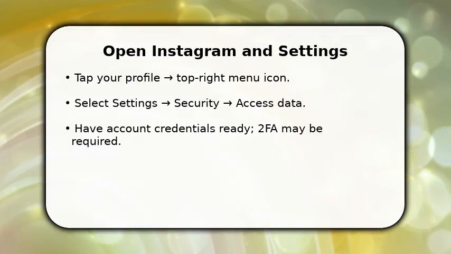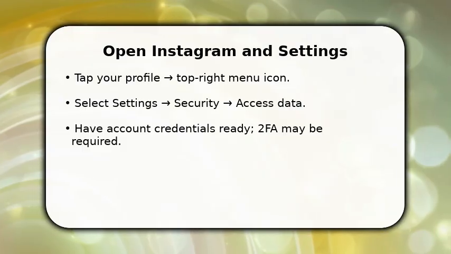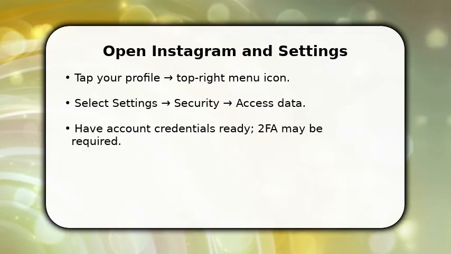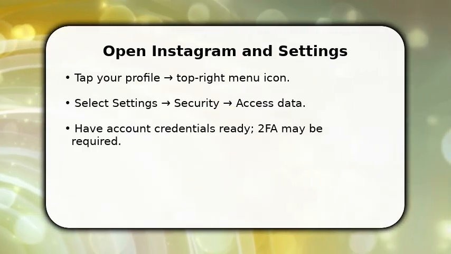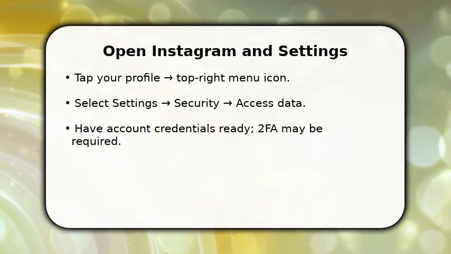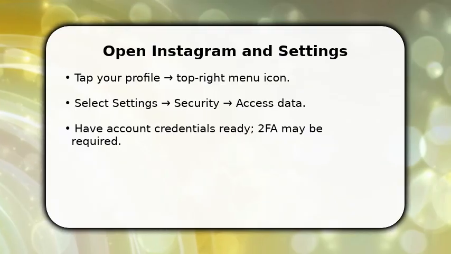You start in the Instagram app on your phone, open your profile and tap the top right menu. From there, go straight to Settings, then Security, and choose Access Data to view recent activity logs. You do this first because it lists the types of history Instagram stores.